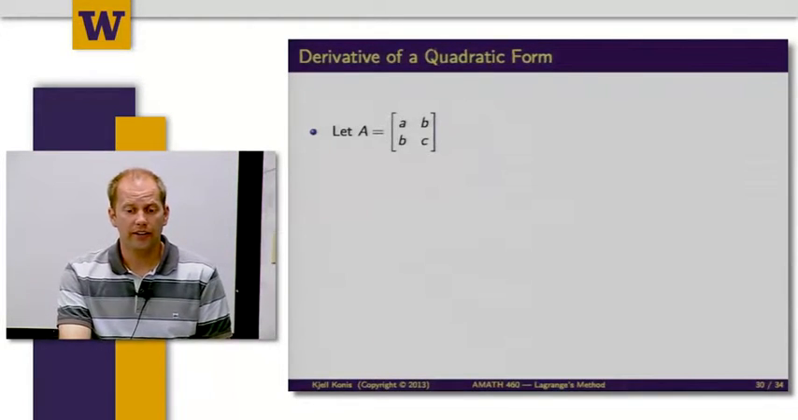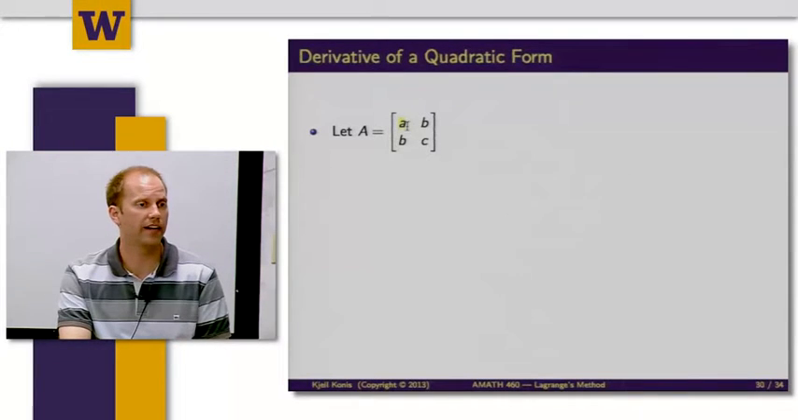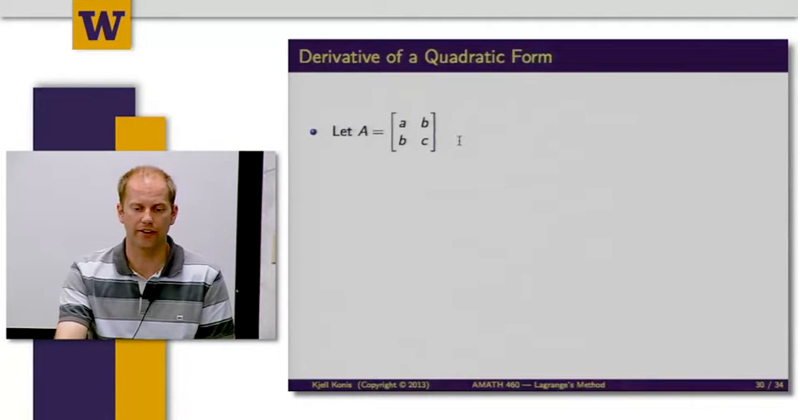And I need an intermediate result, which is something called the derivative of a quadratic form. So I'm going to let A be a symmetric matrix. So this is just a 2 by 2 example. So I have diagonal entries A and C, and then the off-diagonal elements have to match. So for a 2 by 2 case, there's only one off-diagonal element, B, they have to be the same. So the 1,2 and the 2,1 element are the same value.